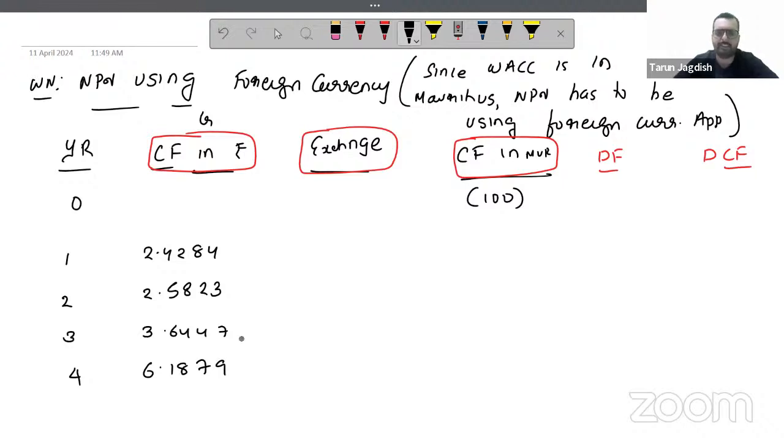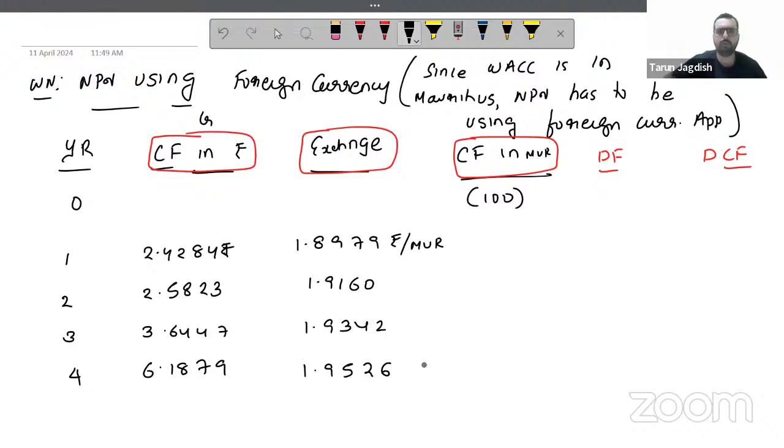Okay, and what was the exchange rate that we found out earlier? I think it was 1.8979. Rupee per MUR. So now this is in rupee, so I'll have to divide. The second one was 1.9160, then 1.9342, and 1.9526.